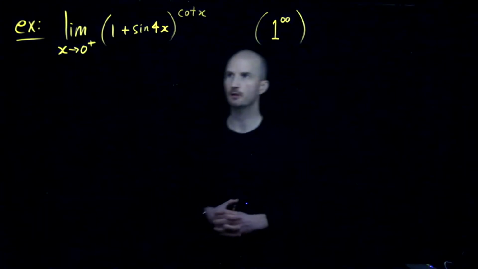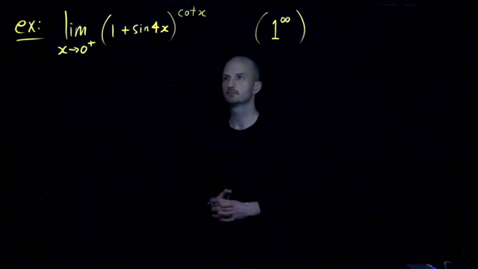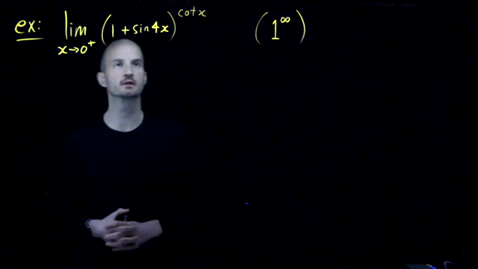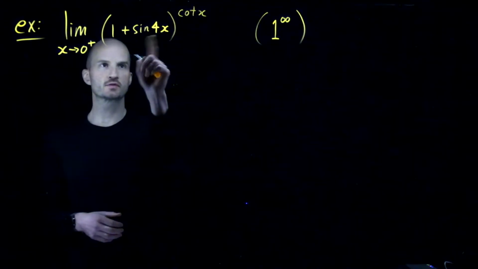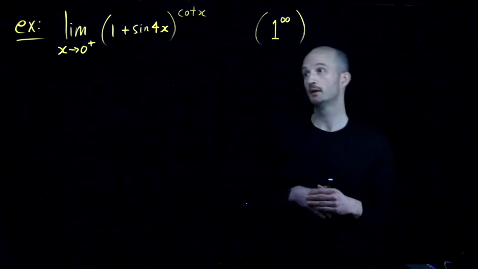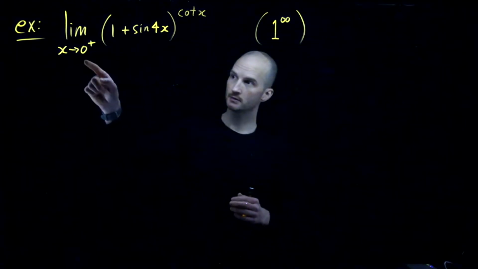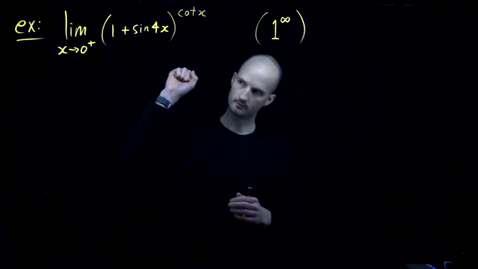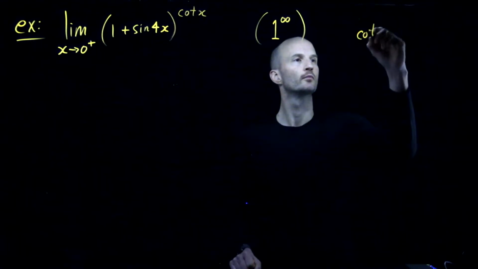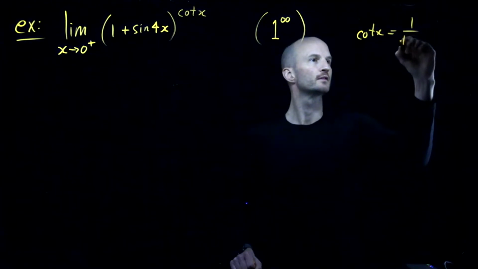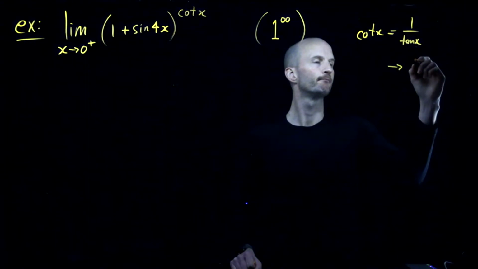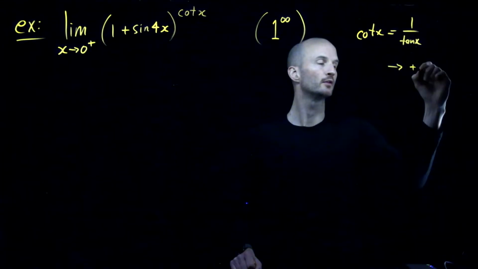So, something a little bit harder here, with some trig in it. This is not so obvious. When x goes to 0, sine is going to 0. So we've got just 1 inside, and then cotangent is 1 over tan. So you've got 1 over tan, and when x goes to 0, tan goes to 0. So tan is going to 0, so this is going to plus infinity.